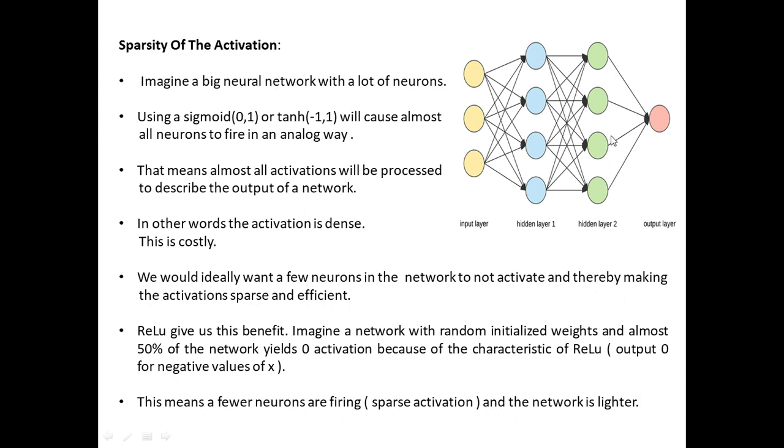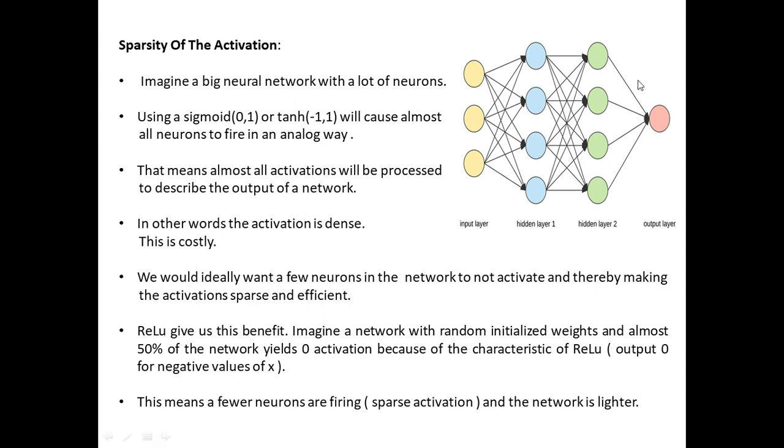Let us consider a big neural network with a lot of neurons. Generally, if you apply the sigmoid or tanh activation functions, they will cause almost all neurons to fire. Whenever all the neurons fire, processing all the activation functions is a computationally expensive task. If you remember, I told you that the tanh and sigmoid functions are computationally expensive. That is the reason: whenever almost all the neurons are firing, all activation functions must be processed. So in other words, the activations can be considered as dense.